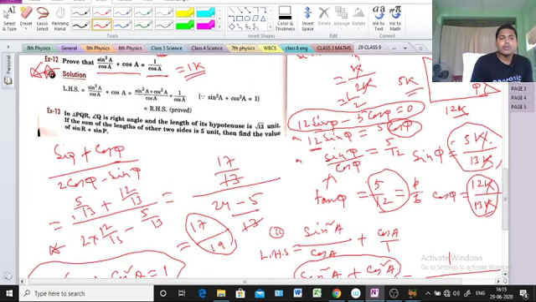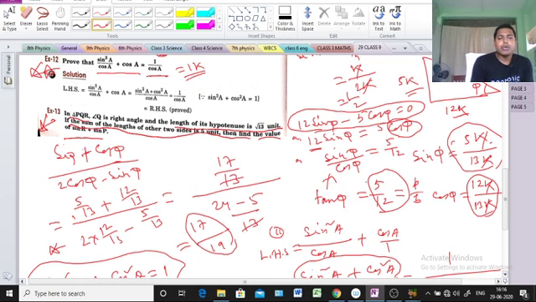Now next question, read question 13. Example 13 is telling that in triangle PQR, angle Q is the right angle and the length of its hypotenuse is root 13 units. If the sum of the lengths of the other two sides is 5 units, then find the value of sin R plus sin P. So what is the given data?